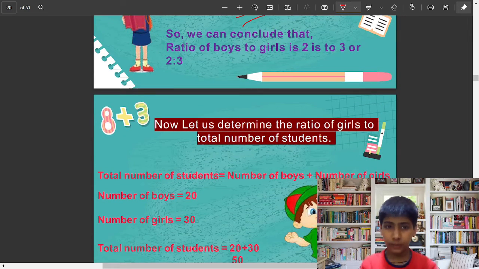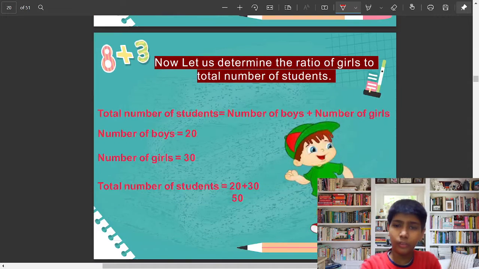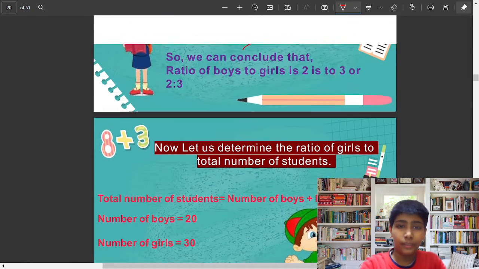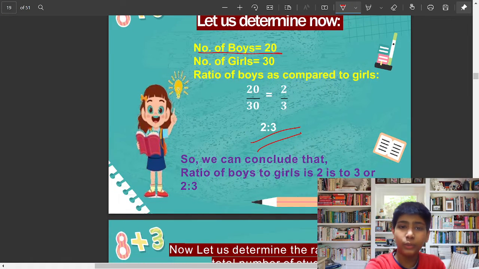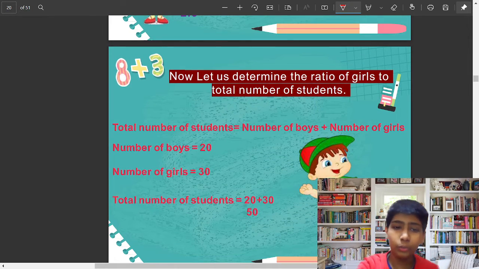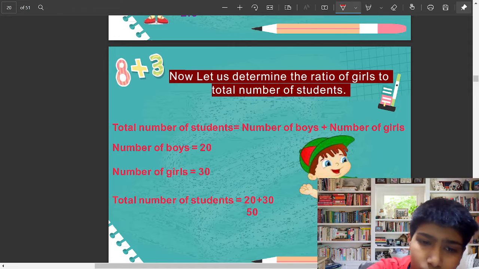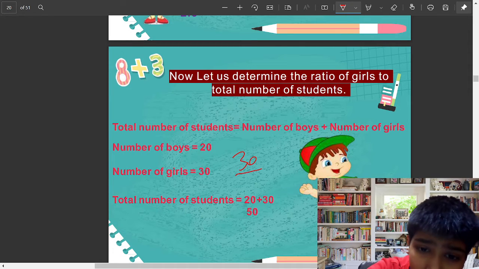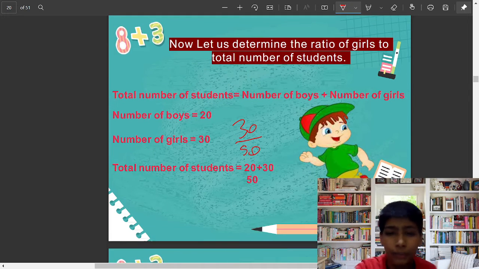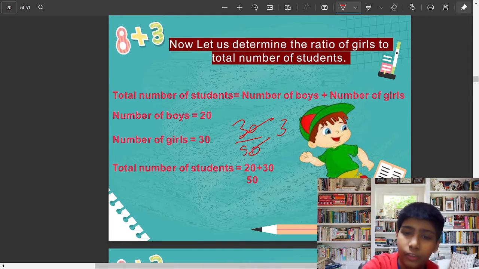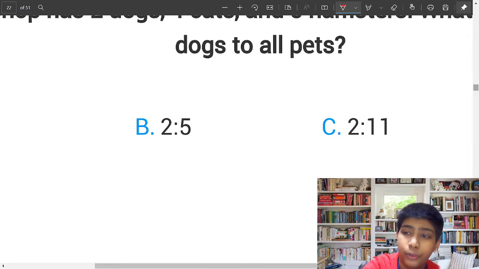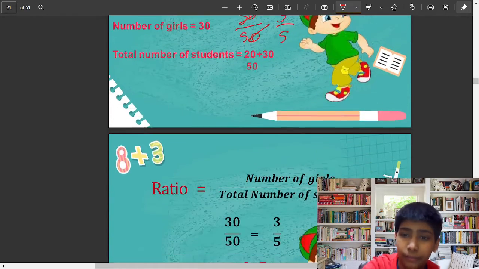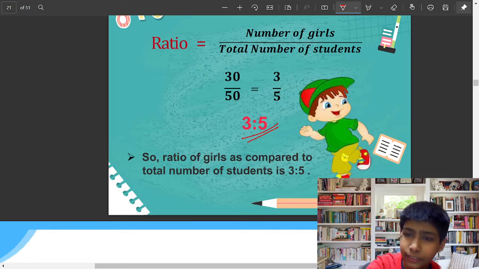Now let us determine the ratio of girls to the number of students. Number of boys 20, number of girls 30. So girls to all students is 30 is to 50. When we take this out, we will be dividing by 10. 3 is to 5, the answer. Very good. If you also got the answer while I was doing it, you have the right answer.